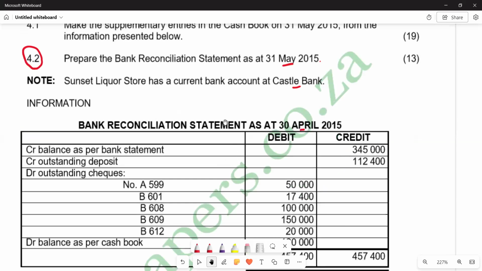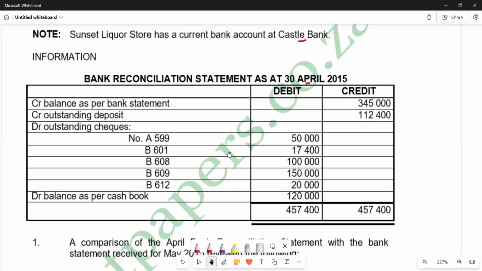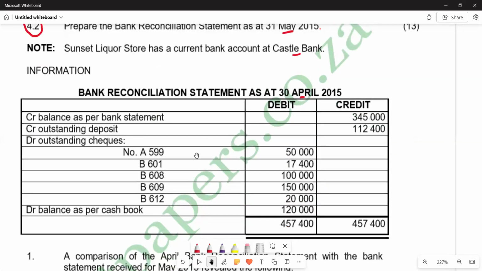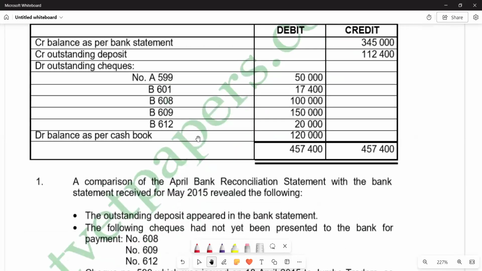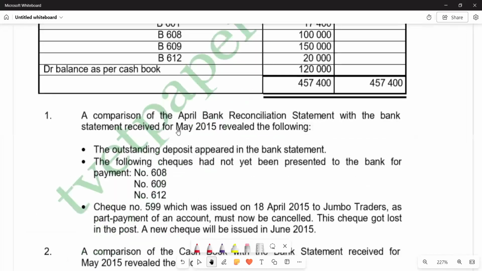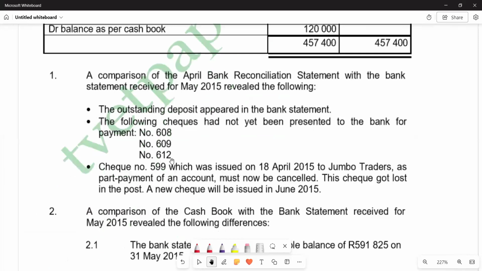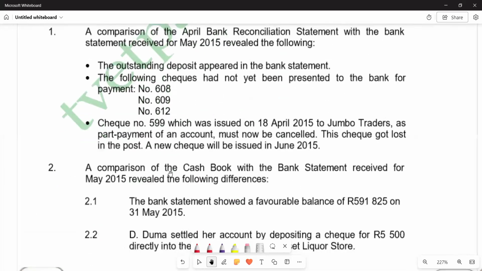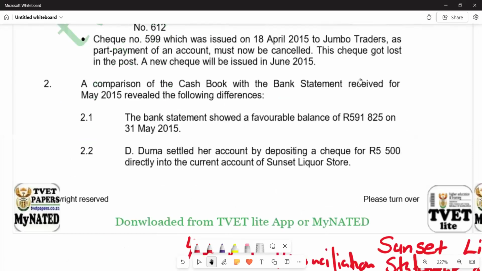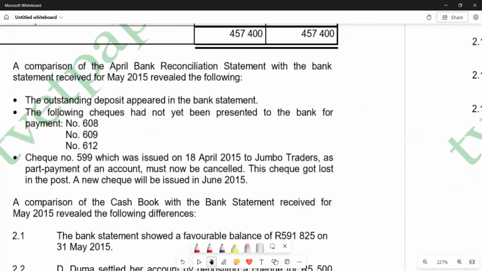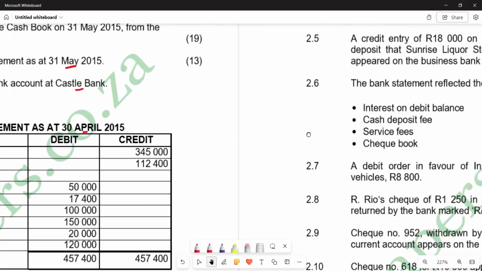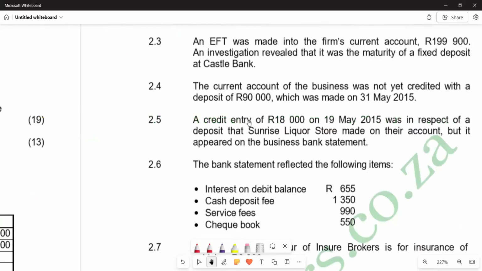So beneath the bank reconciliation statement of the previous period, we want to check the information that is beneath that. So we have additional information there. This is the additional information on which we are going to base our preparation of the bank reconciliation statement. You are supposed to go through everything there before you answer the question and try to understand it. Then you can go to the next page and see what we have. You see a continuation of this additional information.